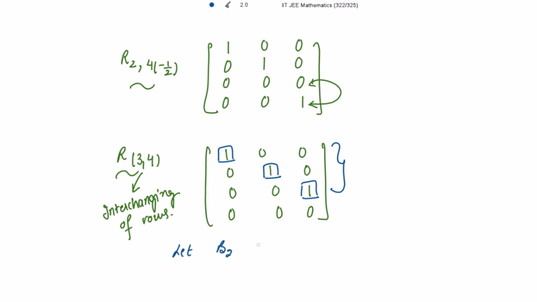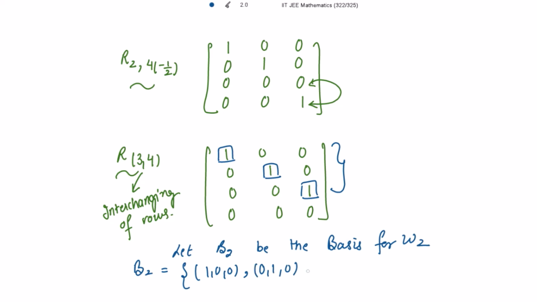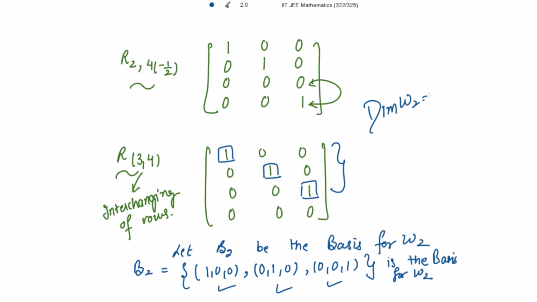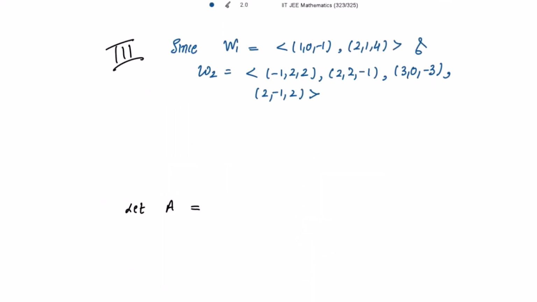Let B2 be the basis for W2. So the bases are 1 0 0, 0 1 0 and 0 0 1. And how many elements are the bases containing? 3. So the dimension of W2 is equal to 3. Next, since W1 is spanned by these 2 vectors and W2 is spanned by these 4 vectors, therefore W1 plus W2 is generated by all these vectors.